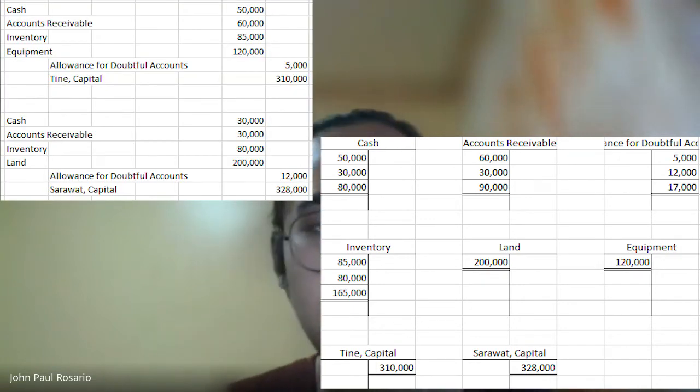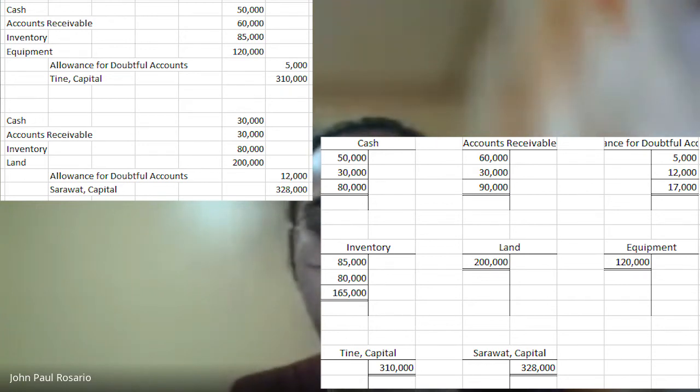Okay. So if you post these entries, the first entry we have for cash, debit of 50,000, accounts receivable, debit of 60,000, and then inventory, debit of 85,000. Equipment, we have debit of 120,000. Allowance, we have a credit of 5,000, and Time capital, a credit of 310,000.